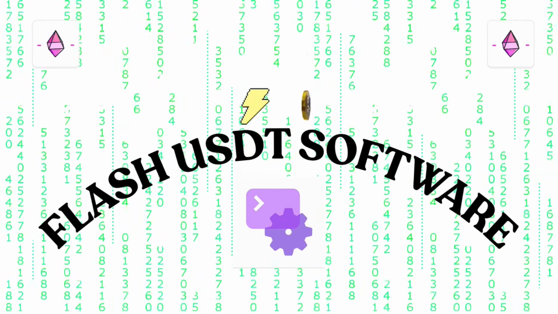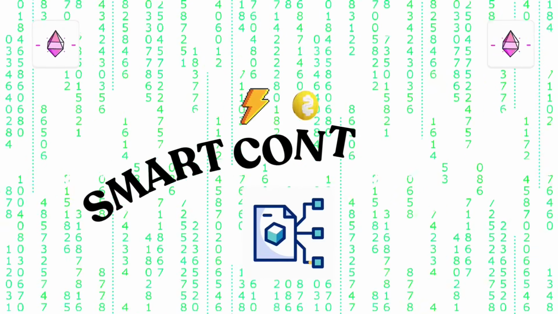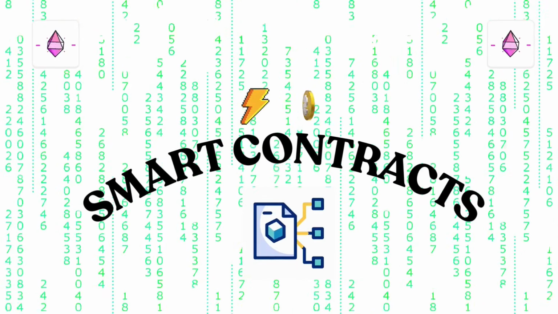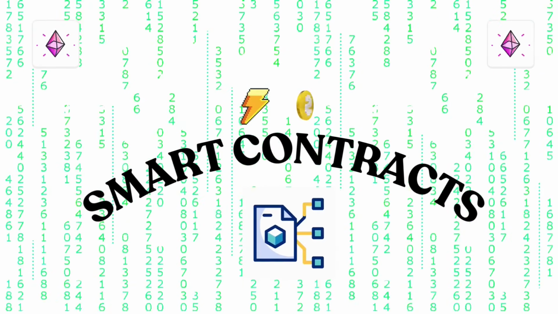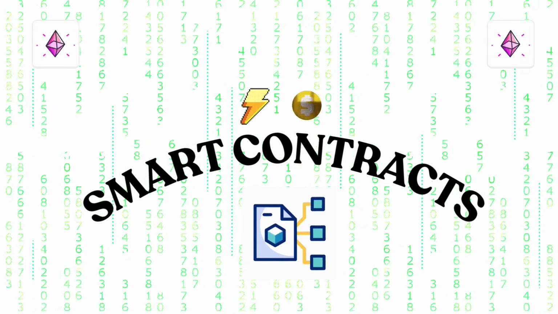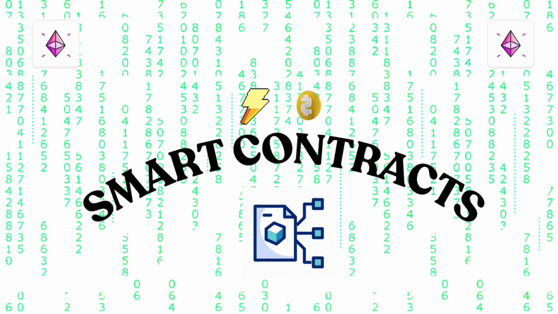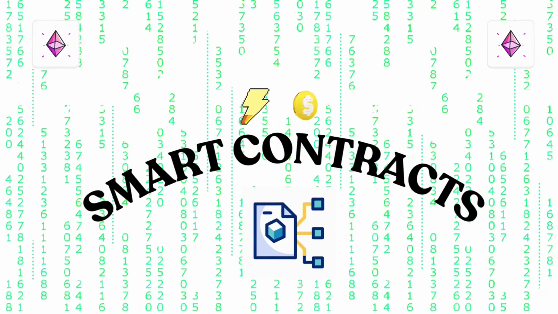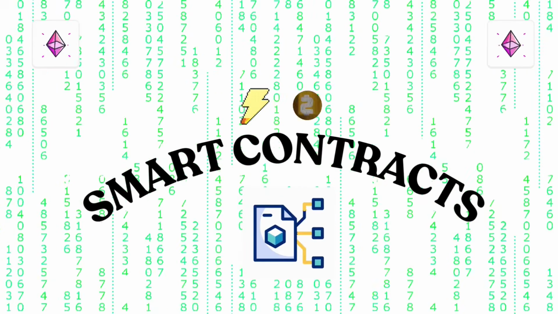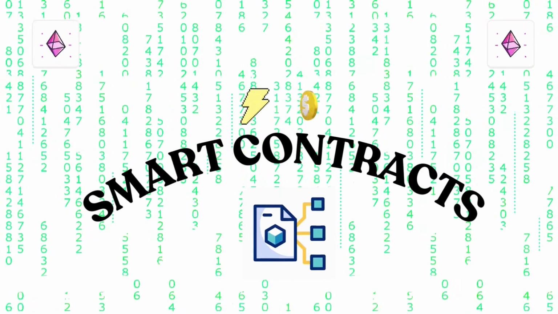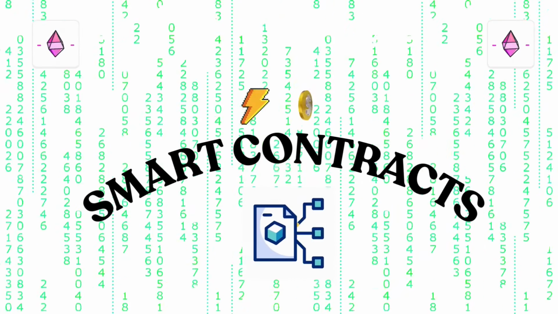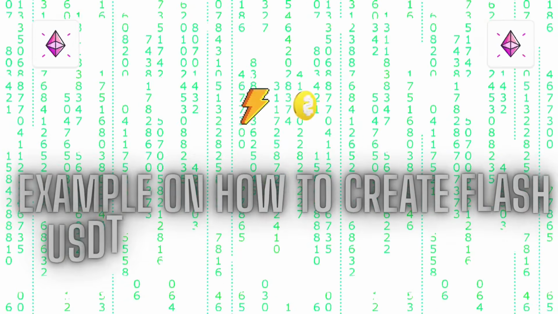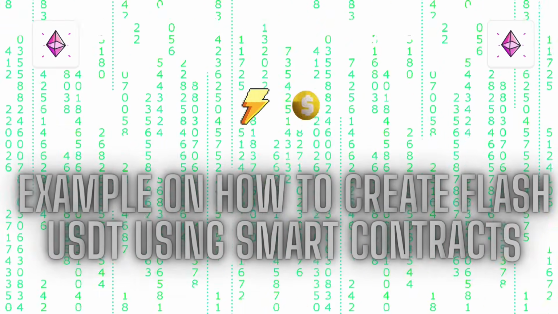Another way is to generate Flash USDT using a smart contract. A smart contract is a self-executing, programmable contract with the terms of an agreement directly written into lines of code stored on a blockchain. It automatically enforces and executes predefined actions. These Flash tokens are generated briefly by using a function, what we call in crypto as Flash loans. So let's see an example on how to create Flash USDT using smart contracts.